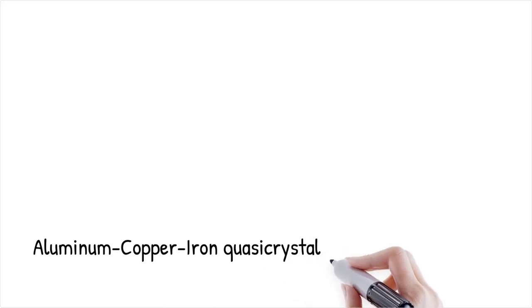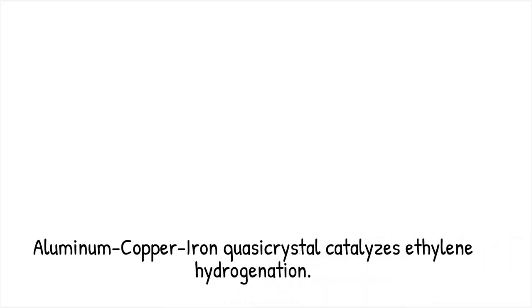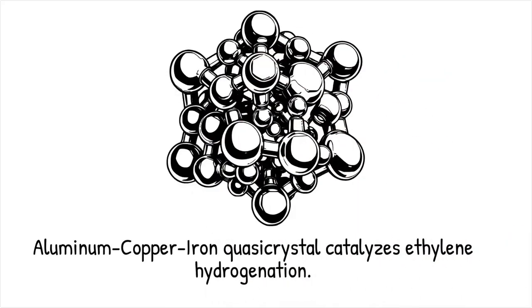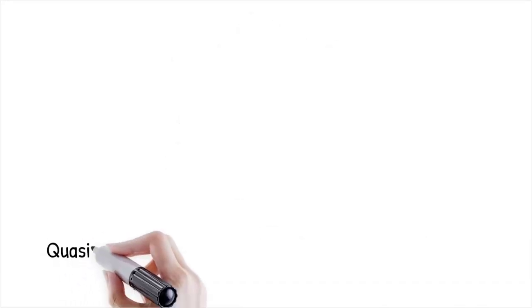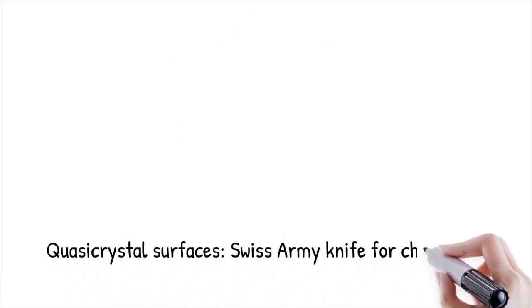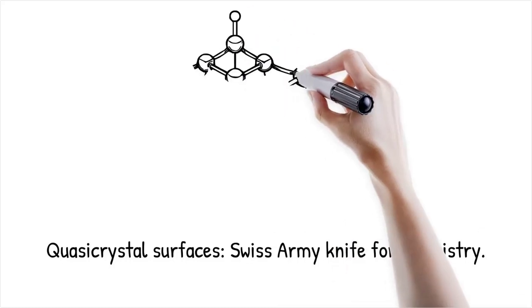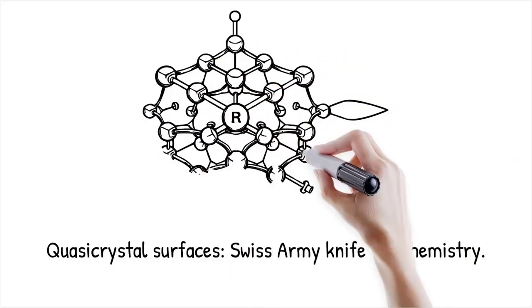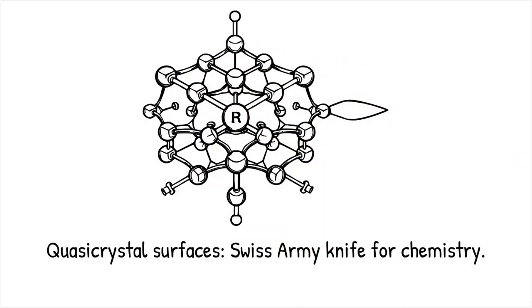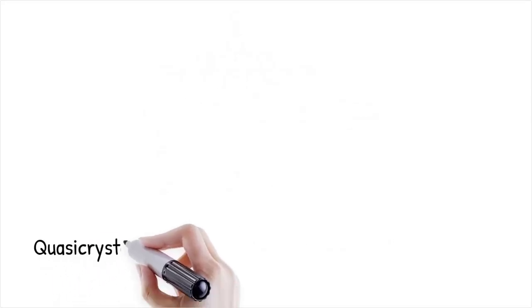An aluminum-copper-iron quasicrystal catalyzes the hydrogenation of ethylene under mild conditions. Quasicrystal surfaces act like a Swiss Army knife for chemistry, offering multiple specialized tools in one stable framework.